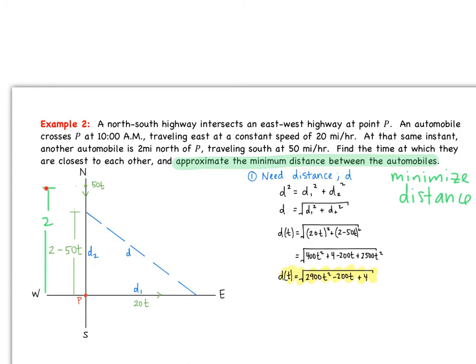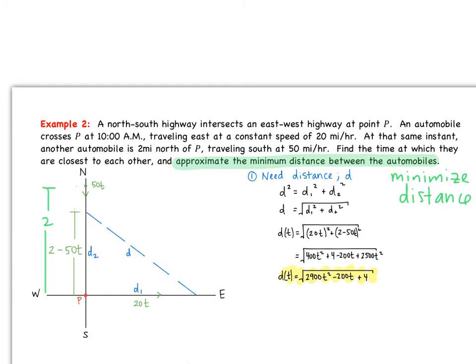Then it says, at the same instant, another automobile is 2 miles north of P. So we're up here, 2 miles north of P, and they're traveling south, towards P, at 50 miles per hour. So at some point, they're at a distance. We want to find the time at which they are closest to each other. So what we need to do is draw this line, because there's going to be a car over here and one car here, and I want to know when this is the shortest distance.